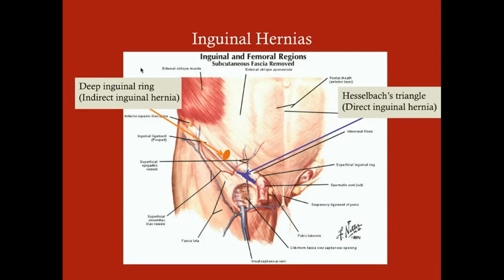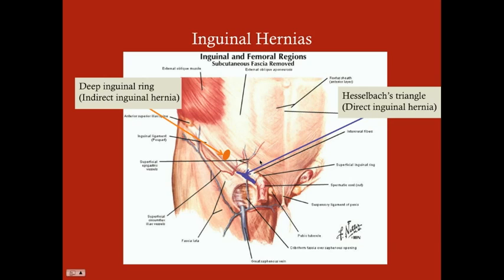Okay, so here is your deep inguinal ring, and this is where bowel contents are going to come out and herniate down the inguinal canal, and then ultimately possibly down into the testes, or into the scrotum. This is Hesselbach's triangle. Doesn't look anything like a triangle. Doesn't matter.